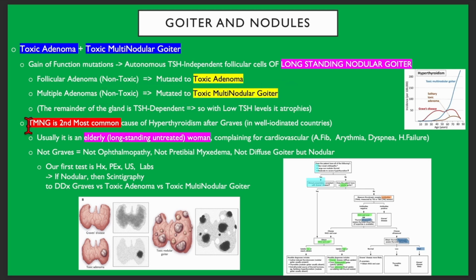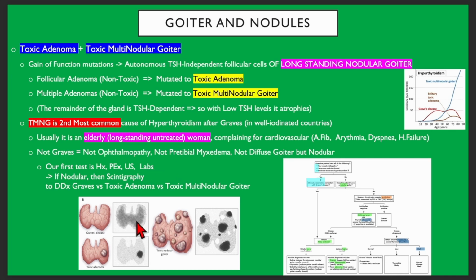So toxic multinodular goiter is the second most common cause of hyperthyroidism after Graves in the well-iodinated countries. Usually we said it's elderly women because it's long-standing and untreated. And the presenting complaint is the cardiovascular problem. So atrial fibrillation, arrhythmias, dyspnea, heart failure. So they come because of the heart problems. They don't come because of the thyroid problems. This is not Graves, so they don't have ophthalmopathy, don't have the pretibial myxedema, don't have diffuse goiter. It's a nodular goiter. And then our first test will be take the history again, physical exam, ultrasound, labs, everything we do with every thyroid.